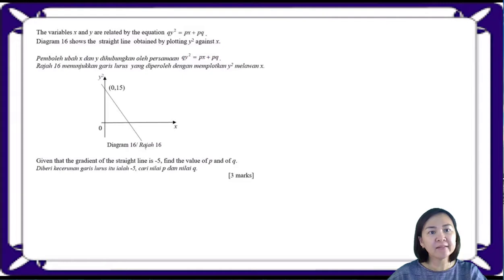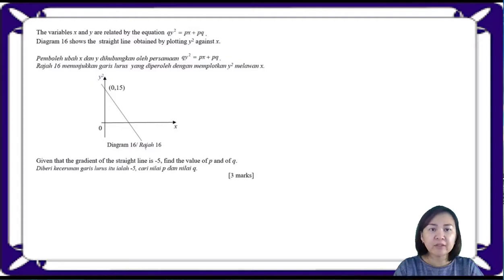The variables x and y are related by the equation qy squared equals px plus pq. Diagram 16 shows the straight line obtained by plotting y squared against x. Given that the gradient of the straight line is negative 5, find the value of p and of q.